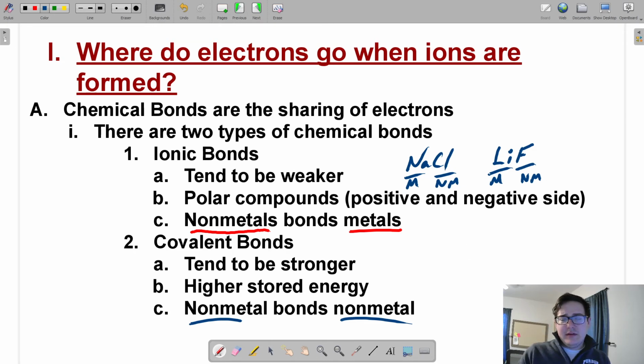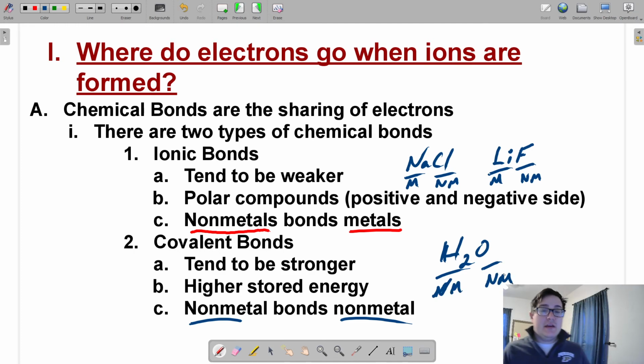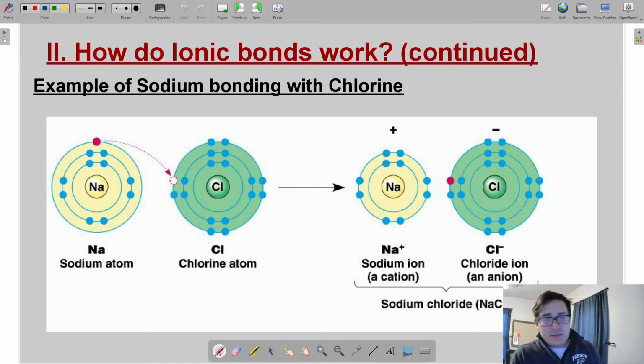Covalent bonds are like H2O, good old-fashioned water, and this is a nonmetal bonded to a nonmetal. The very first thing I want you to do when you're looking at any compound in this unit is look at what the two elements involved are. From there we can predict what kind of bond it is. So let's unpack that a little bit.